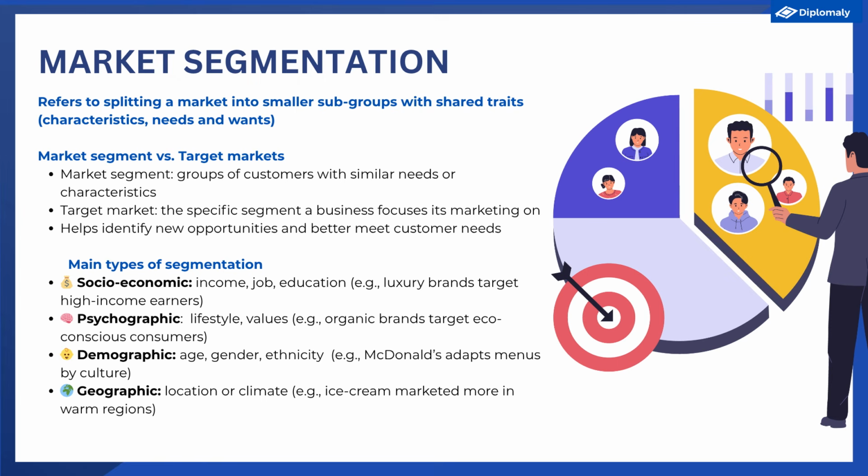Thirdly, demographic segmentation, which is based on age, gender, and ethnicity. For example, a company like McDonald's would have to be careful when selling its products in India, as most of the population does not eat beef. And finally, we have geographic segmentation, which is the physical location of the customer. For example, ice cream companies are more likely to spend more on marketing in areas with a warmer climate, as people are more likely to purchase ice cream there. Ultimately, market segmentation can help a business identify new business opportunities and figure out the various needs of the market.